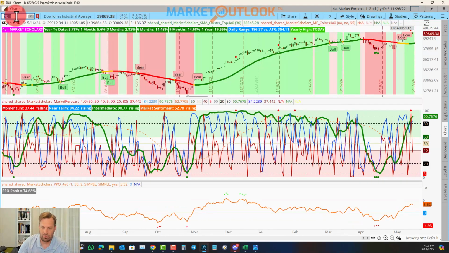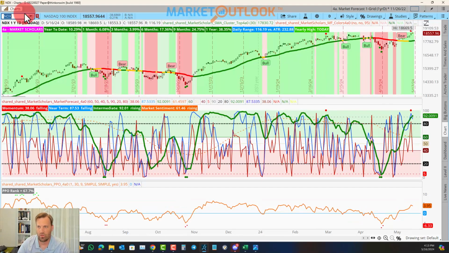Looking at the Dow Jones, well, let's look at the NASDAQ first, since those two are the ones that are most like each other. Again, very similar pattern, momentum line dropping, near-term line dropping. The intermediate line is now above the 90th percentile. So very, very strong positioning here.